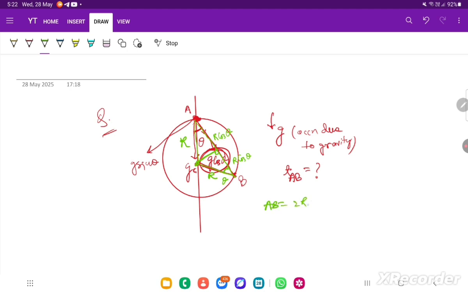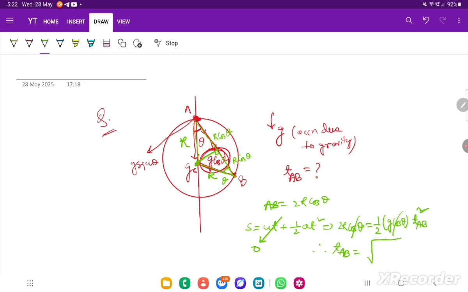AB is 2R cos theta, and I am applying the s equals ut plus half at square formula. As initial velocity was 0, this term will be 0, and s is nothing but the length AB, so I'm writing 2R cos theta equals half, acceleration along AB is g cos theta, times the time to reach B from A, squared. Okay, so cos theta gets cancelled, and T_AB comes out as root under 4R by g.